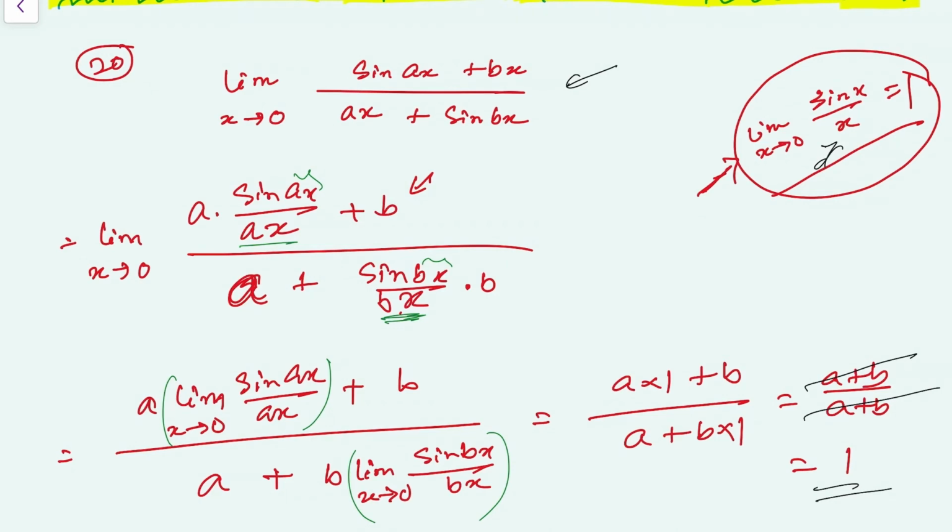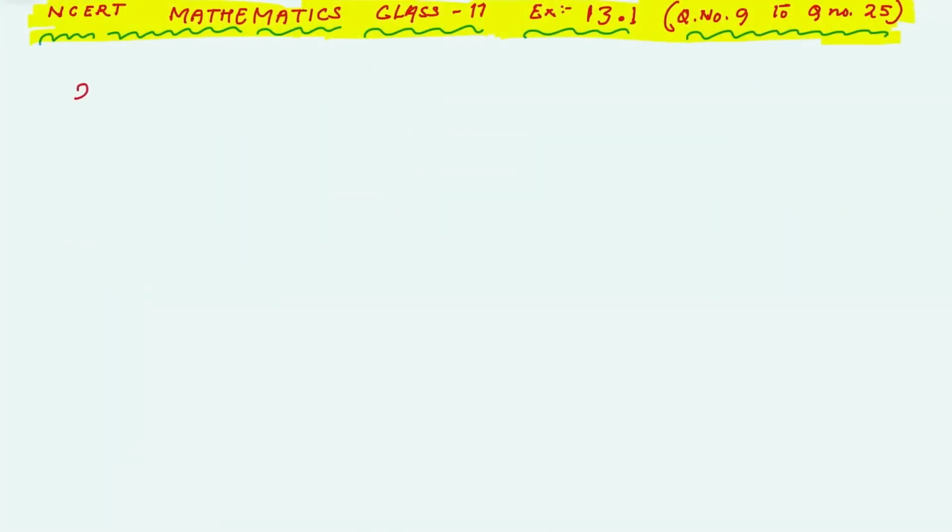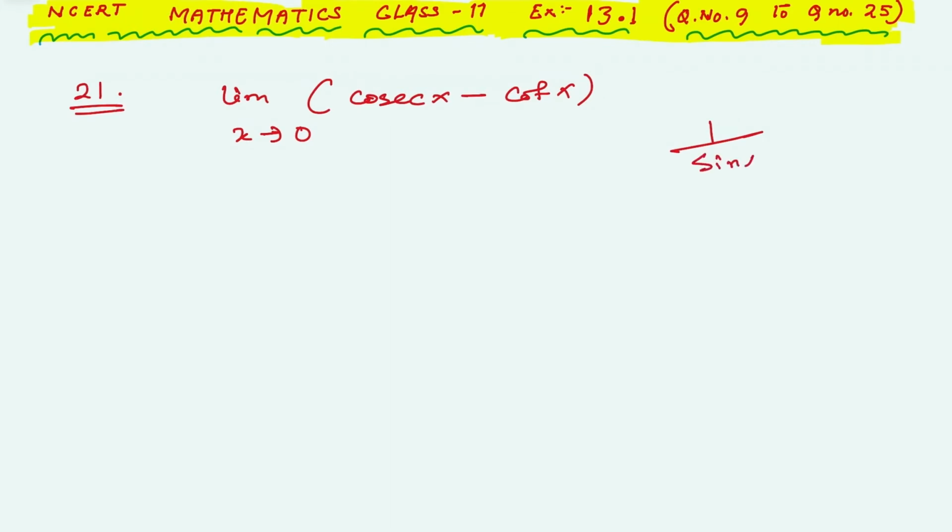So hope you have understood this. Now let us solve question number 21. Here is the question: limit of cosec x minus cot x where x tends to 0. You know cosec is 1 by sin x, and cot is nothing but cos x by sin x. Taking LCM, it becomes sin x in the denominator, and the numerator becomes 1 minus cos x.